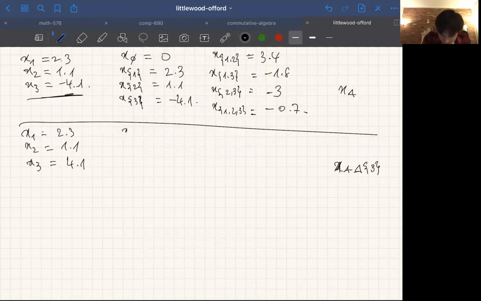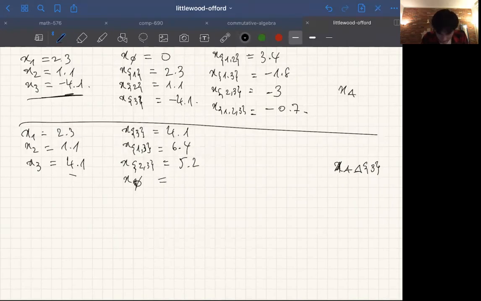So what does that mean? The empty set symmetric difference with 3, you take a union with 3 and you take out what's in the intersection, but nothing was in the intersection, so it's just 3. This is 4.1. And likewise, 1 symmetric difference 3 is 1, 3, and this becomes 6.4. I'm just going to write them all out, and you can twiddle your thumbs or try to convince yourself why this works. This is the empty set. 0, x, 1, 2, 3.